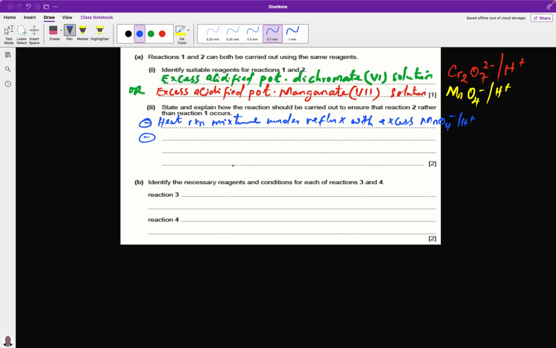The product formed. Now you are answering the second section: explain how the reaction should be carried out so that only the aldehyde is formed rather than the acid. When propanal is formed, it should be distilled immediately, because if allowed to stay for some time, it will undergo further oxidation to form propanoic acid.